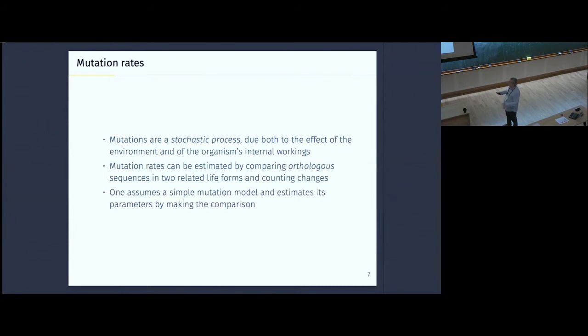And they can be estimated usually by comparing orthologous sequences. Orthologous means that they are sequences which come from a common ancestor some time ago, which sometimes can mean some billion years, or it can be just a few generations ago. Okay. So usually what one does is that one assumes that the mutations obey some simple model, and then tries to use a comparison of orthologous sequences to estimate some of the parameters which appear in this model.